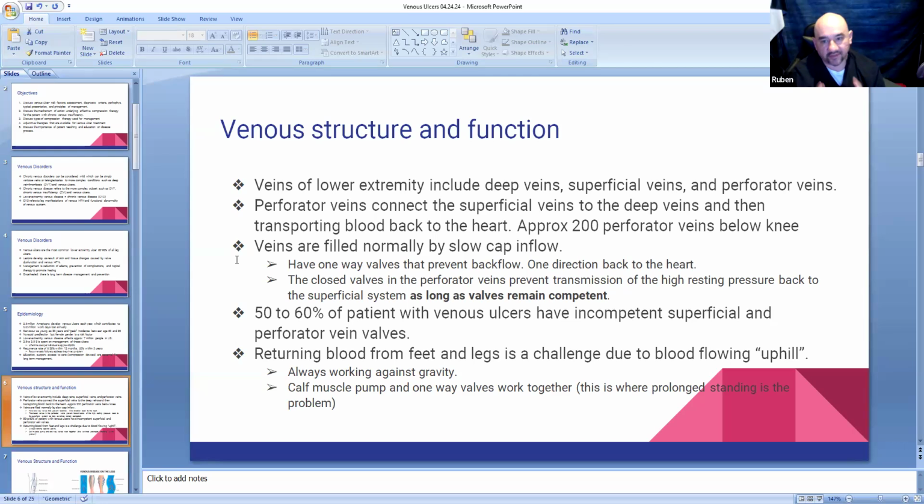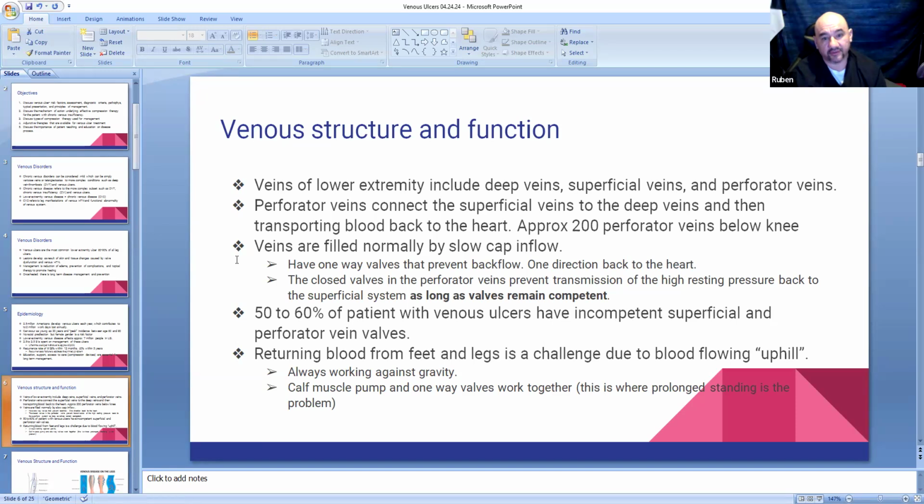So as long as these valves are competent, the blood flow will return to the heart in a normal fashion and won't have any issues. But 50 to 60% of the patients with venous ulcers have these incompetent superficial perforator veins, these valves. So the blood starts to pool in the legs.